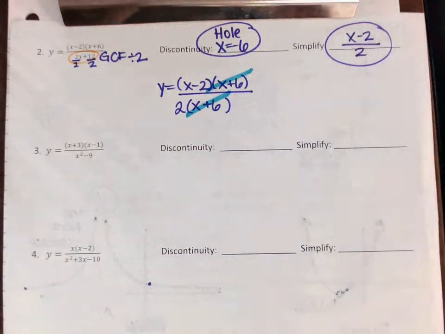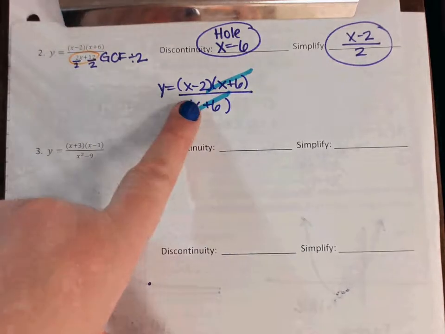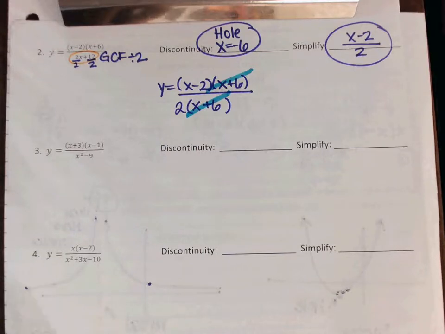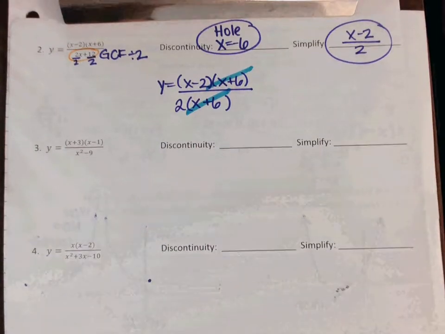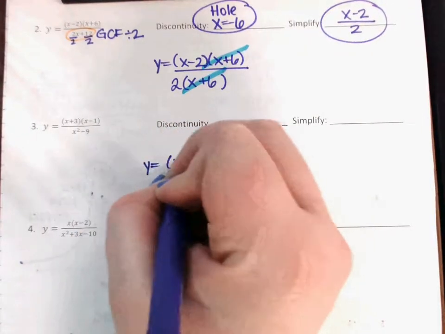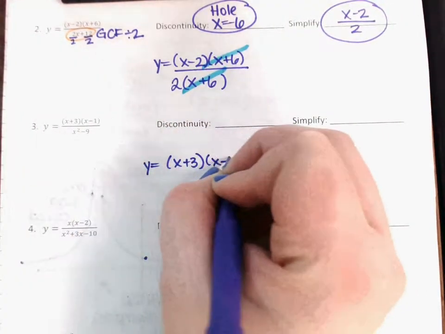And that's your answer. Okay, so even though these are left over, since they're on the top, nobody cares. It's dividing by 0 that you're not allowed to do. Okay, go down to number 3. Okay, top is already done for me. y equals x plus 3, x minus 1.